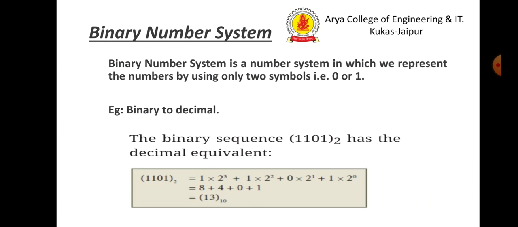Now the binary number system. The binary number system has base 2 and has two symbols, 0 and 1. Here is an example of how to convert a binary number to decimal. For this we multiply each digit by 2 and put the powers to it from right to left. Here 1 into 2 raised to power 3 plus 1 into 2 raised to power 2 plus 0 into 2 raised to power 1 plus 1 into 2 raised to power 0 equals 13.